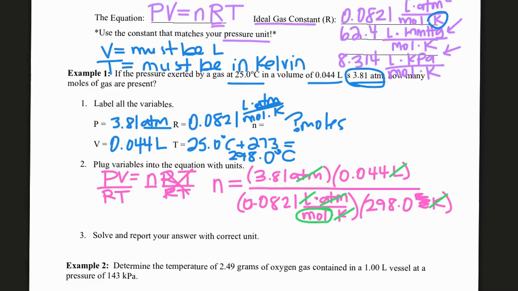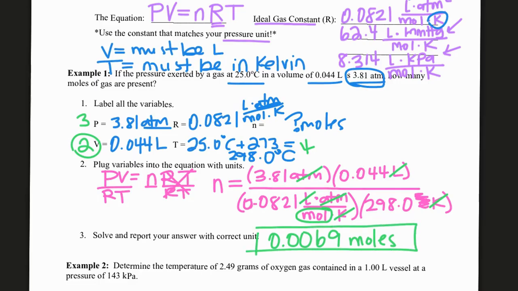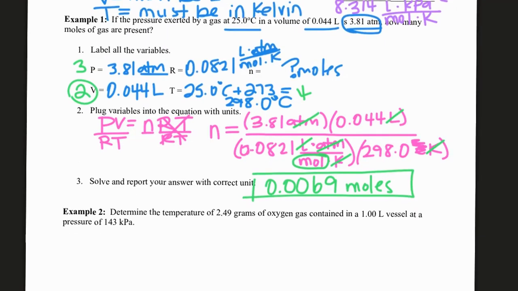So sig figs, I want the fewest number because I'm multiplying them all together, right? So I look at each one. I've got 3 sig figs, I've got 2 sig figs, and here I've got 4. So I'm going to go with 2, my fewest number of sig figs. So I get 0.00, and then I need 2 sig figs. So it's 685, so it's going to be 69 moles of the gas. And so in this case, that's how many moles of gas would be there. Now we could also convert this to grams if we wanted, right? Because once we have moles of something, we could find grams if we know what kind of gas it is.